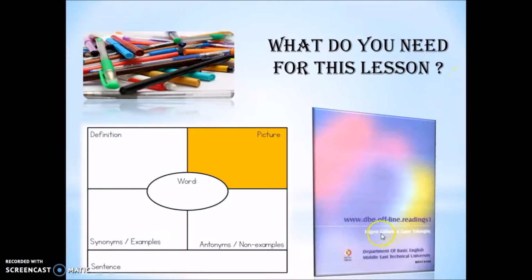Get your books, please, Offline Reading 1, and colorful pens and pencils so that you can highlight many keywords and so on. And of course, prepare your word chart, your vocabulary journals. Make sure you write the word, its definition, maybe draw a picture to make it more memorable for you. And of course, write down the synonyms or antonyms. And make sure you add a sample sentence to learn it better.